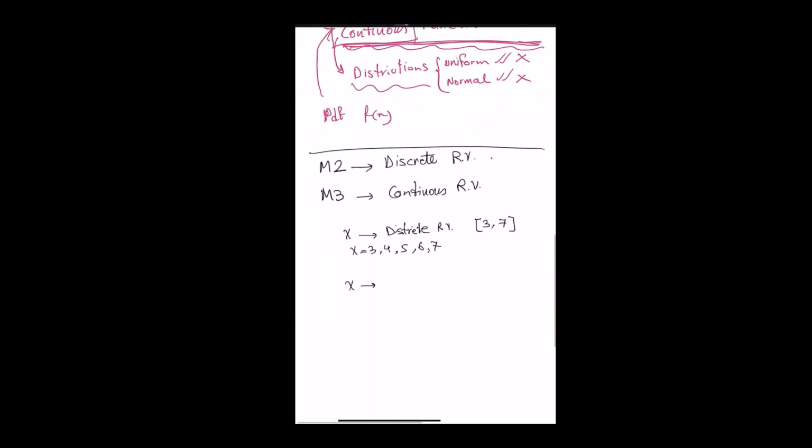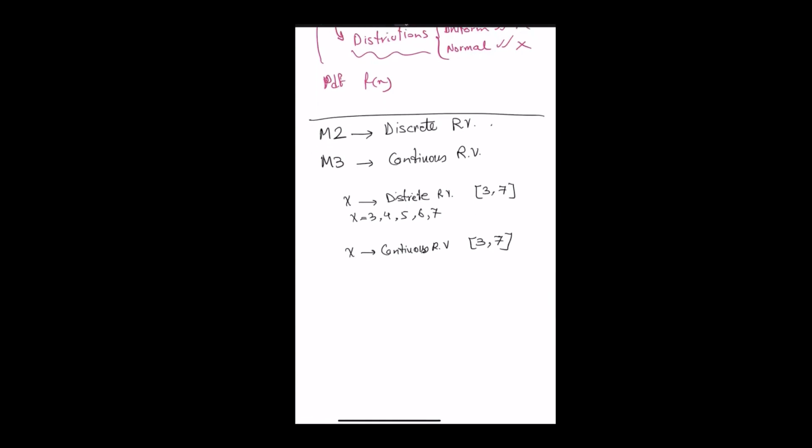Now, x is a continuous random variable and varies between 3 and 7. What are the possible values of x? A lot. There are infinite numbers in this interval. X as a continuous random variable can get any number that goes from 3 to 7. That's the whole difference between discrete and continuous. If it's a discrete random variable, it gets only 5 possible values.